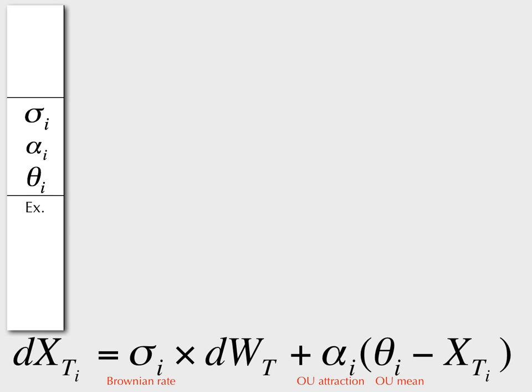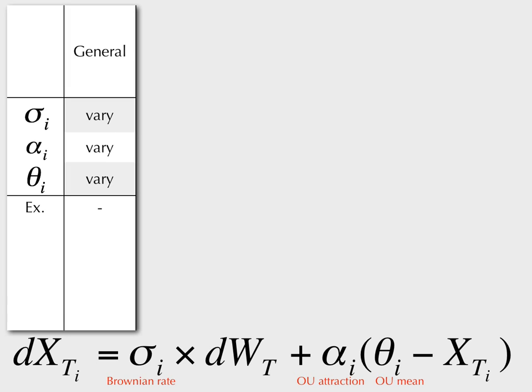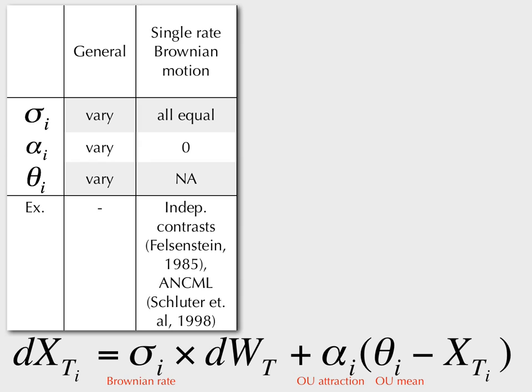Question. So we can think about what this set of models are. There's a general model, which we talked about. One restriction is single rate Brownian motion. Just like we were talking about earlier, we go through time and everything has the same rate, and there's no attraction. We use this a lot, so we use this when we compare. It's a very simple model, with very few parameters.